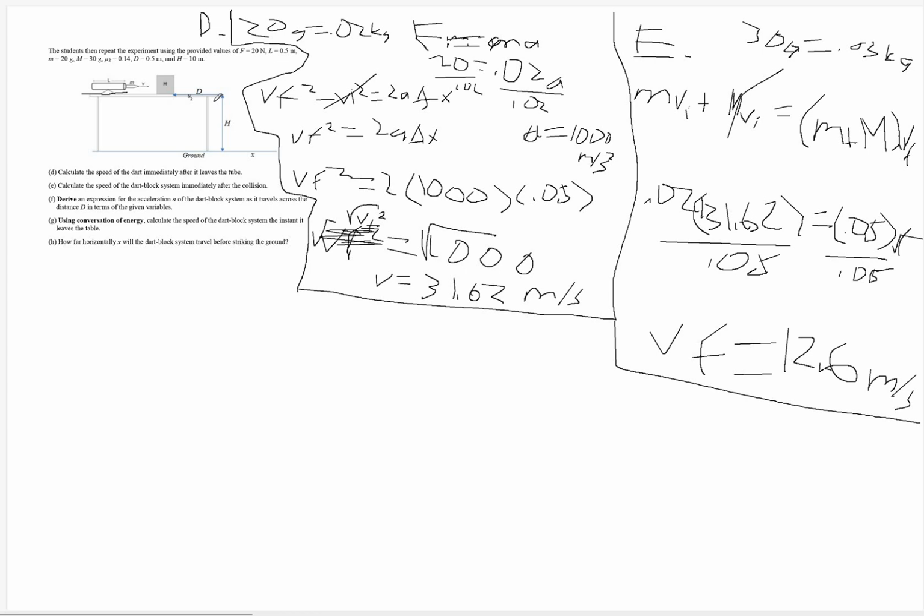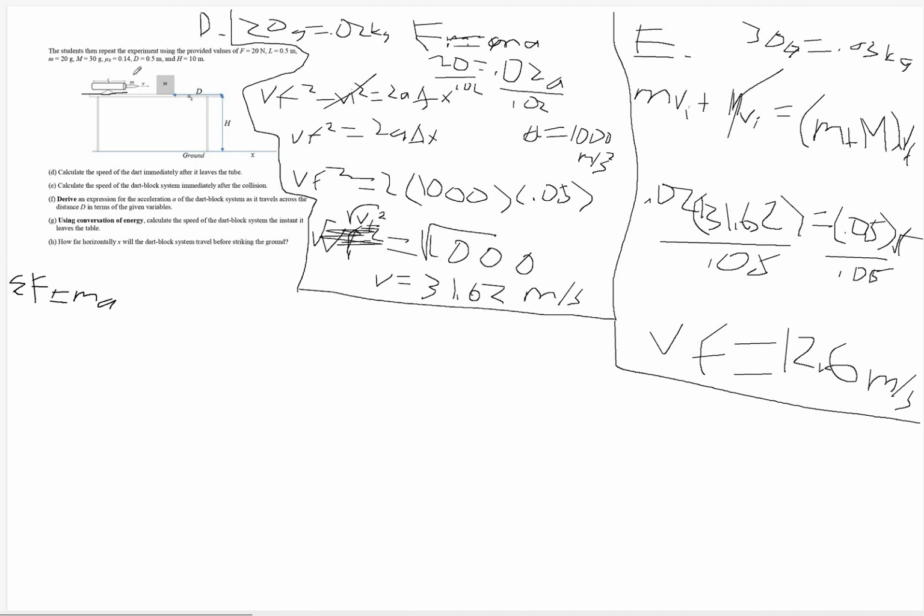All right, part F. Derive an expression for the acceleration a of the dart block system as it travels across distance d in terms of the given variables. So what are we deriving? We're deriving the acceleration of the dart block system. Okay. So we want a. So we can start off with F equals m a, or more specifically, net force equals mass times acceleration. But once the dart hits the block, in the dart block system, the only force that's acting on it would be friction.